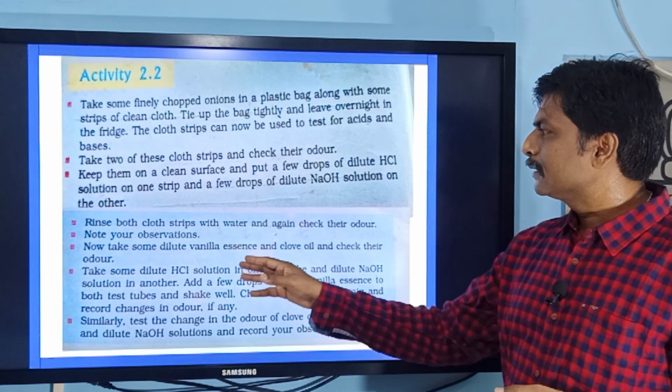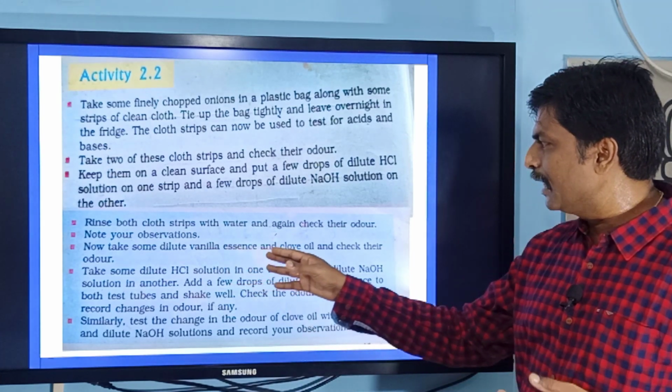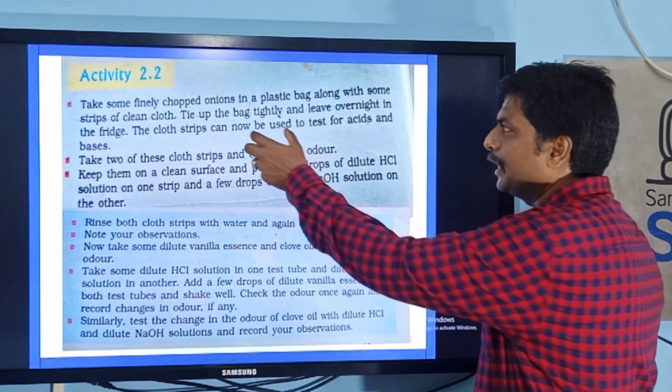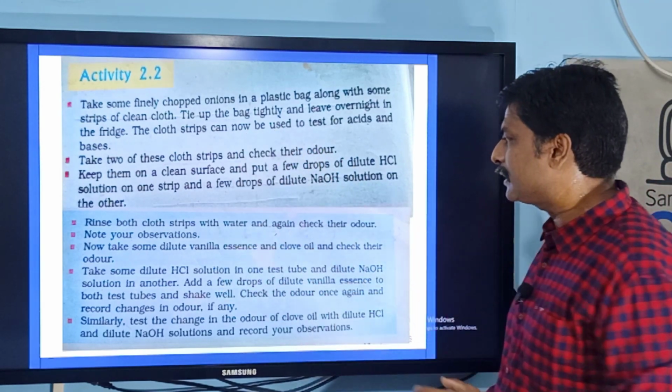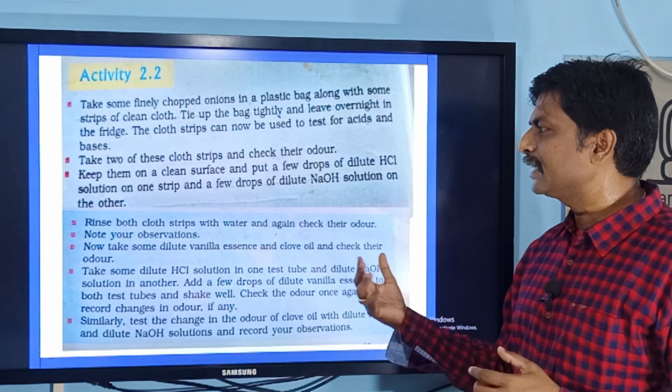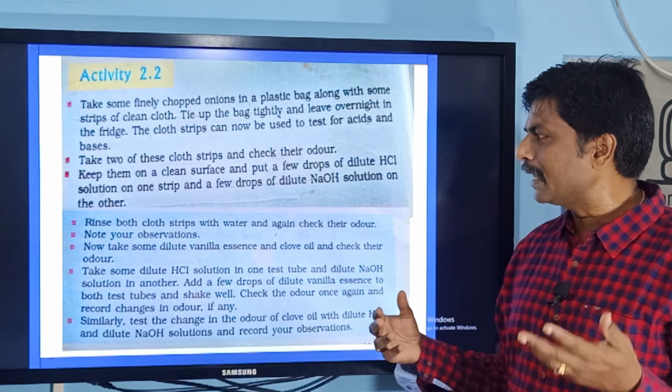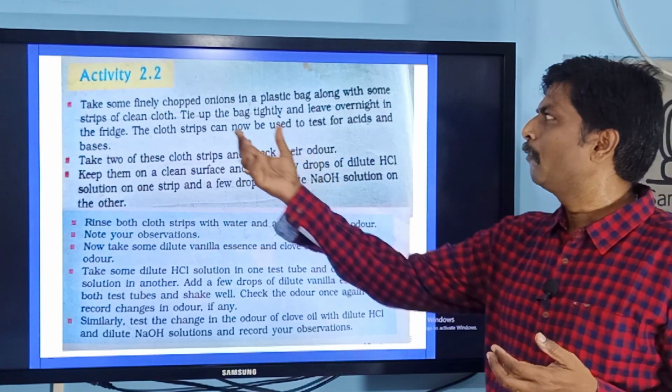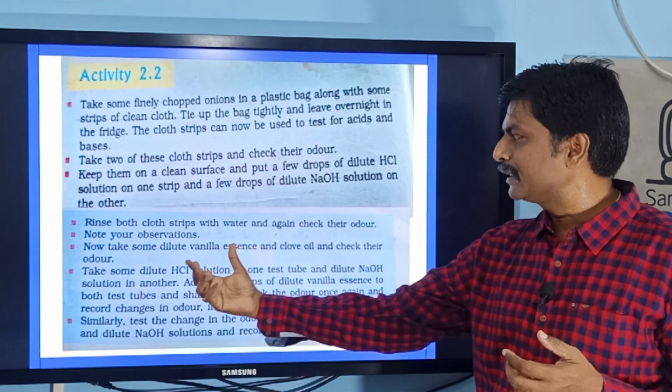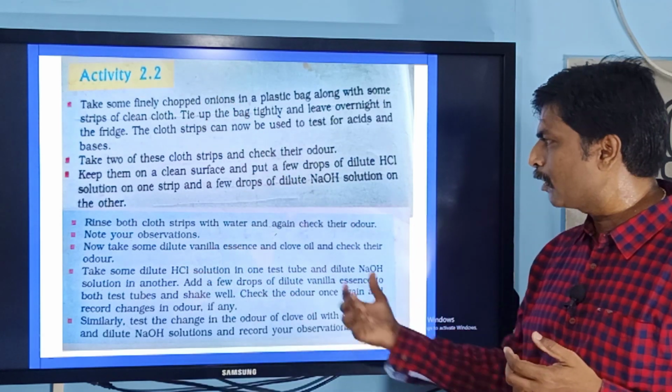Now take some dilute vanilla essence. Here onions, next vanilla essence and clove oil, and check their odor. So here 3 types of substances are being used: one is from onions, second dilute vanilla, and clove oil.